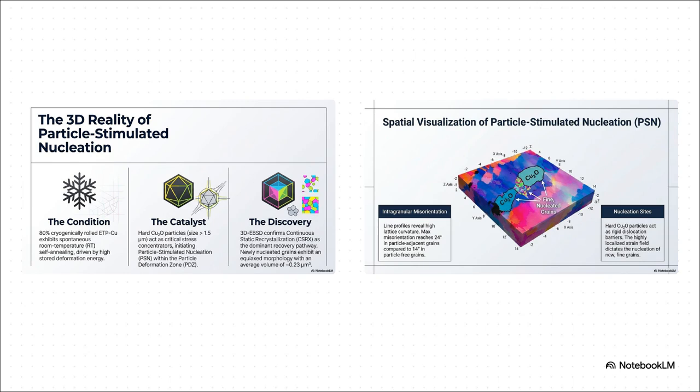Take a close look at those cyan cuprous oxide particles on the right. 3D EBSD mapping lets us see the exact spatial relationship between the catalyst and the new grains. Line profiles from the source data reveal crazy high lattice curvature right here. Intragranular misorientation reaches a massive 24 degrees immediately adjacent to these particles, compared to just 14 degrees out in the particle-free zones. That localized energy peak, that is exactly what triggers nucleation.